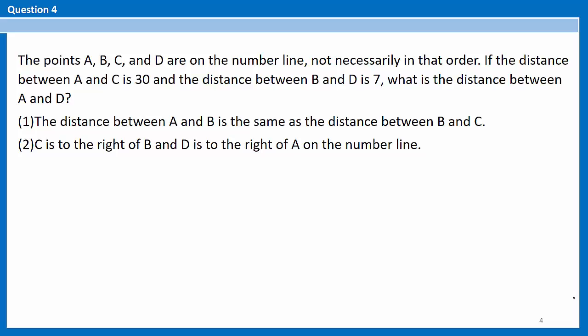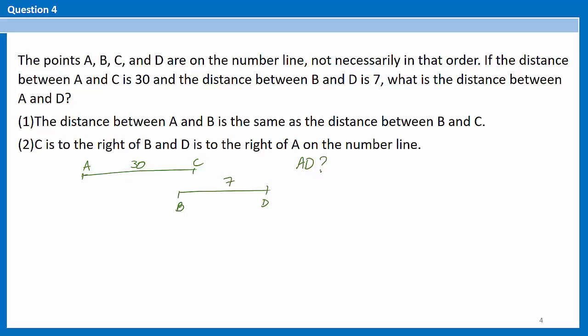Okay, since they are not in that order necessarily, I'm going to put them separately. A, C, the distance is 30, and let's say BD. BD is 7. Okay, now I want to find the distance between A and D.